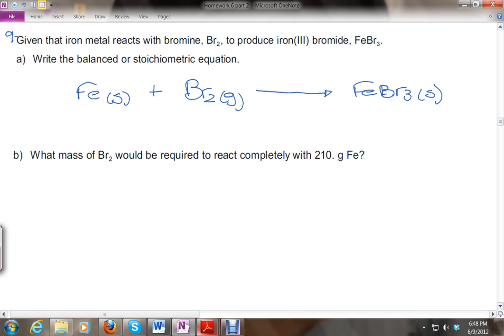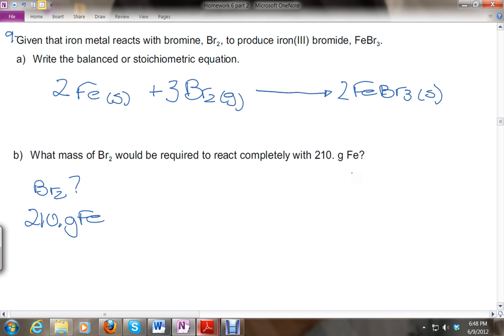And it's going to be 3 bromine. So I have to put a 3 here and a 2 here. 2 by 3, 6, 6, and 2 irons. This is the balanced equation. What mass of bromine, Br2, will be required to react completely with 210 grams of iron?